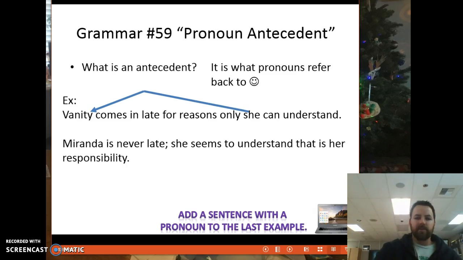Let's take a look at another example. Pause the video to give everybody a chance to write it down. Now that you've written it down, it's a good sentence, right? Miranda is never late. She seems to understand that it's her responsibility.